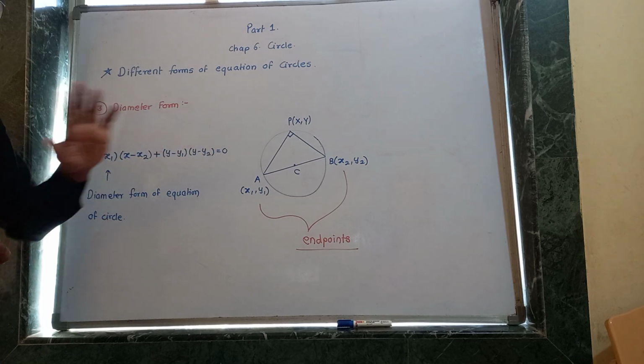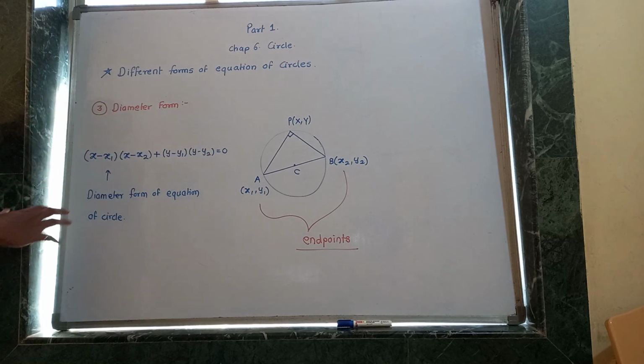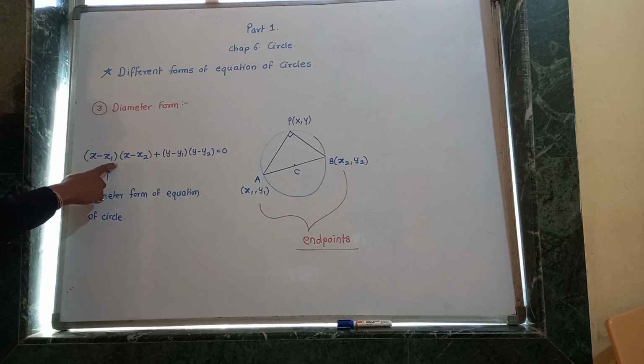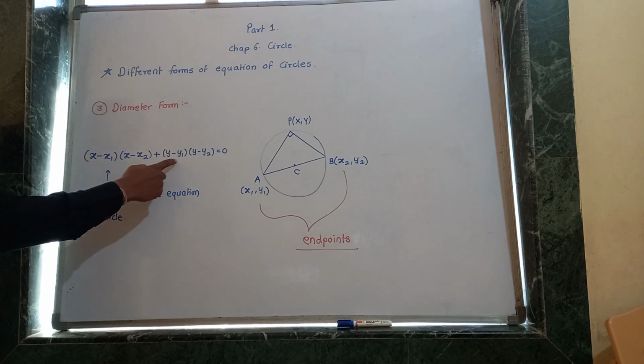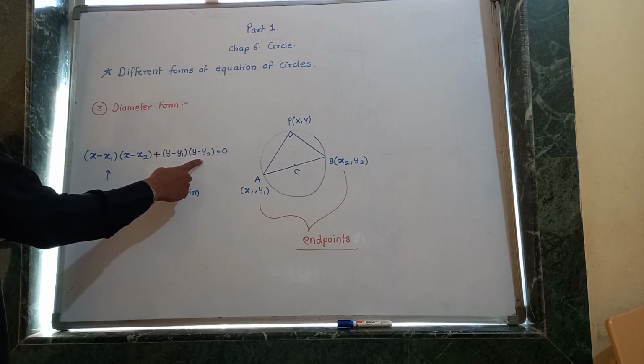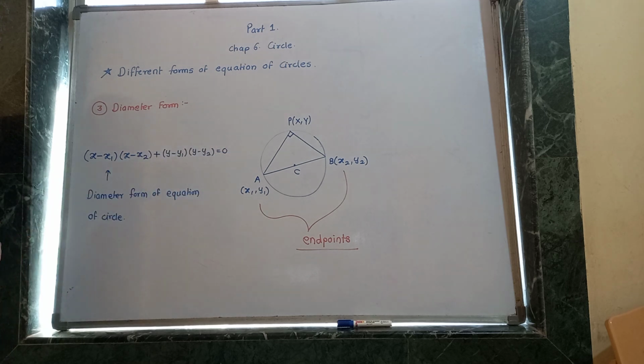Okay. So when the diameter is given, the diameter form of the equation of the circle is given by x minus x1 into x minus x2 plus y minus y1 into y minus y2 is equal to 0.